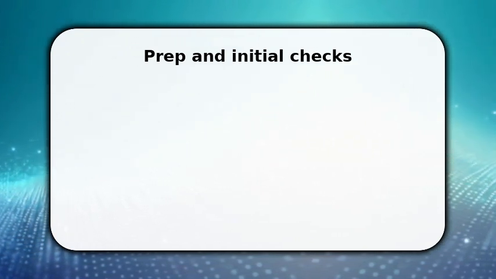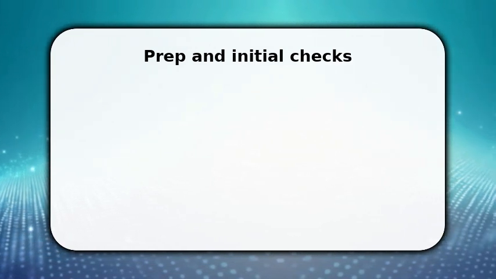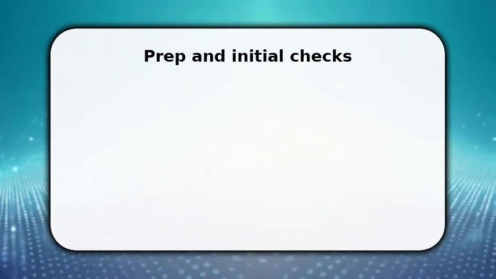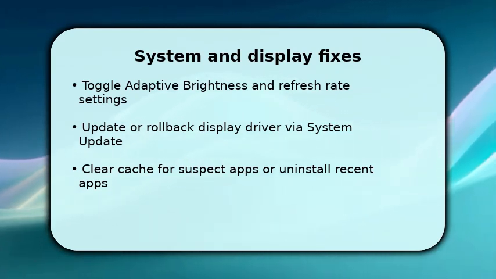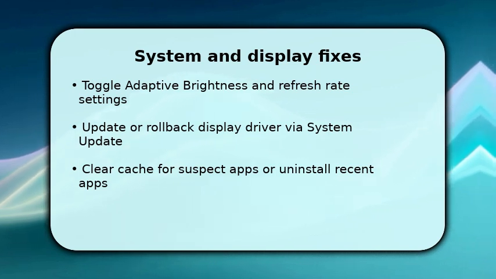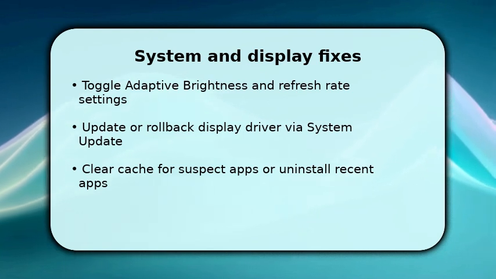Now you'll adjust system controls that commonly cause flicker. Disable adaptive brightness and set a fixed refresh rate. Inconsistent sensors or high refresh rates can conflict with apps. Go to Settings, System, Updates and install any display driver or firmware patches. If a recent update caused it, use rollback where available.